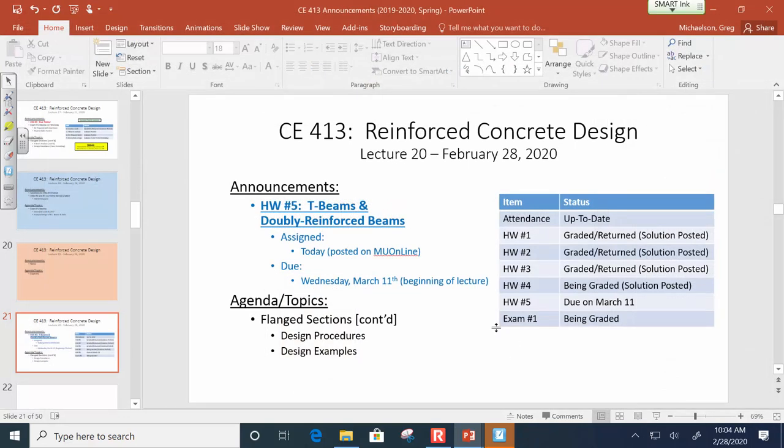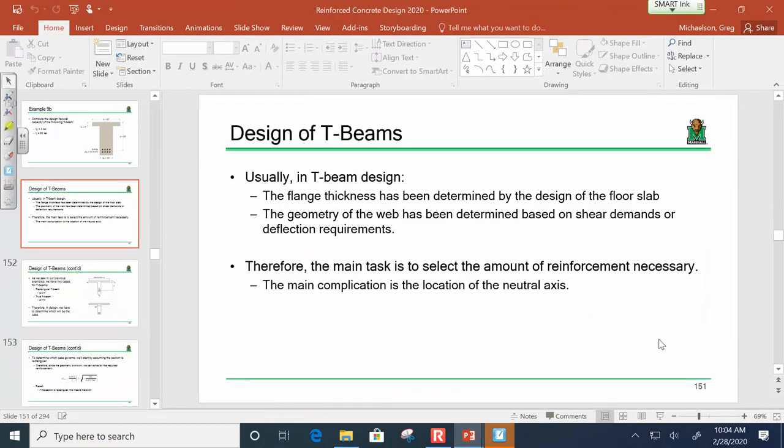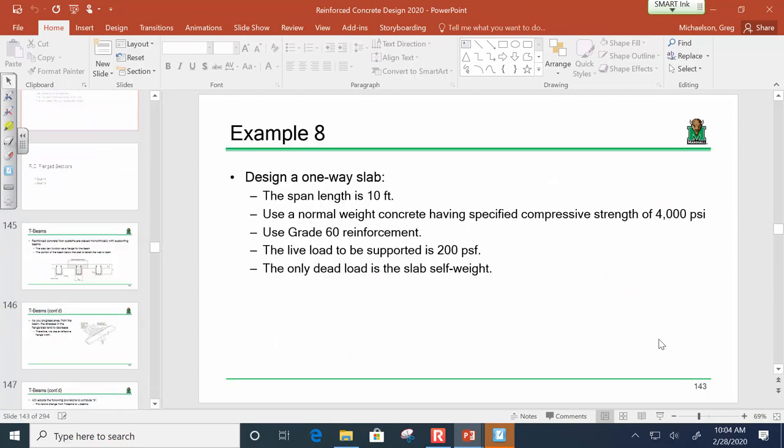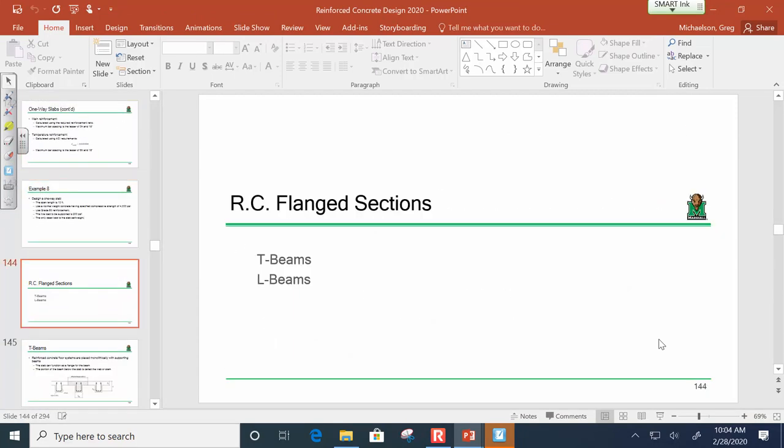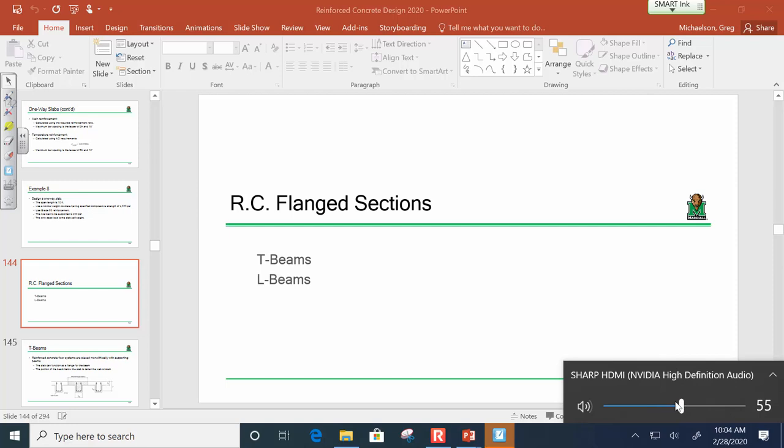Sound good? All right, so it's been a while since we've had lecture, because we had our exam review and then our celebration on Wednesday. So I want to maybe go back a few slides and let's talk about T-beams and make sure that everybody's remembering what we're after here.